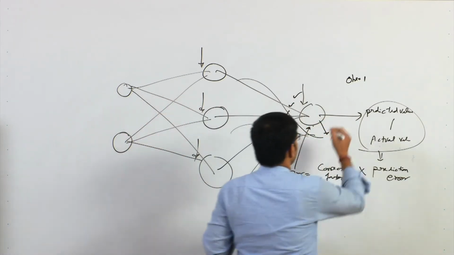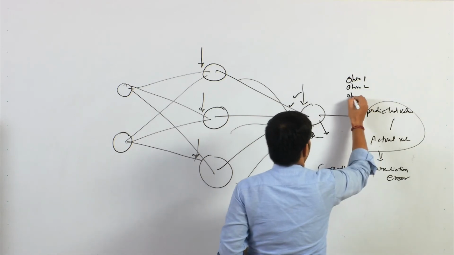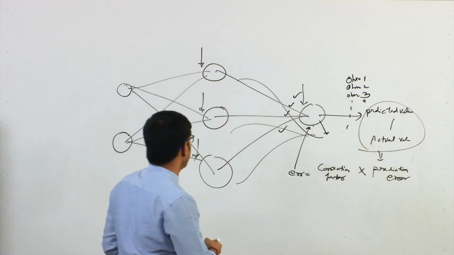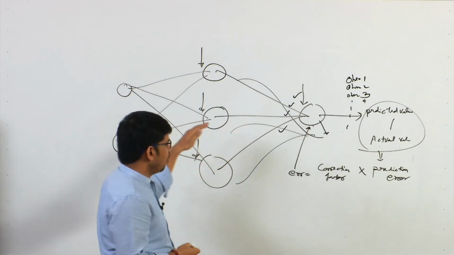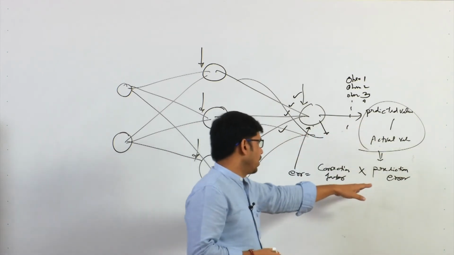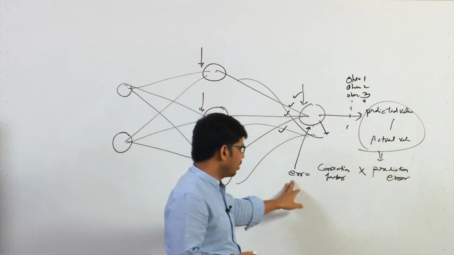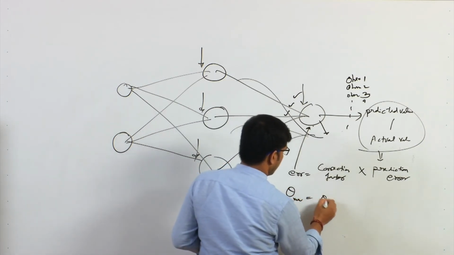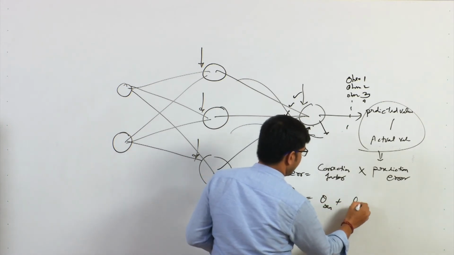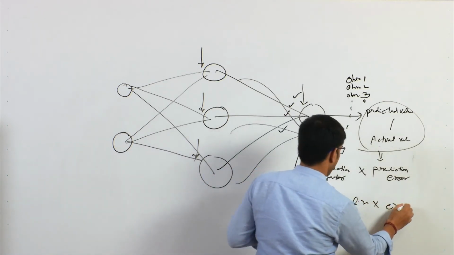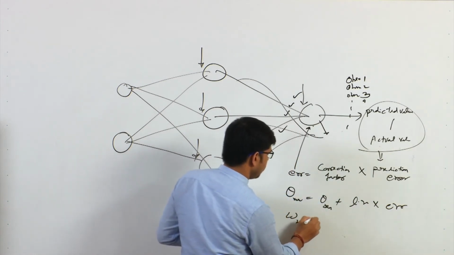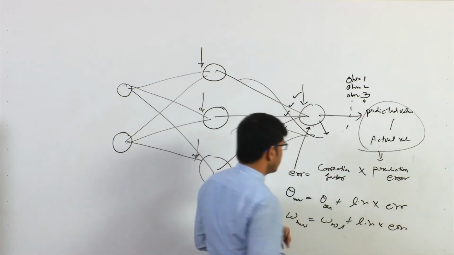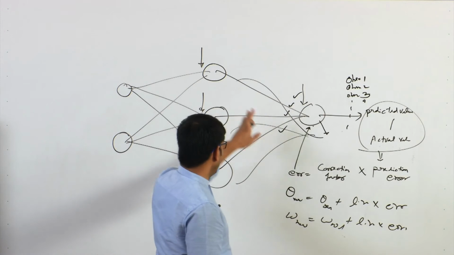And in this fashion, observations 2, 3, 4, we will keep running these observations through the network, and the network will keep on learning in this fashion. The prediction error and the correction factor will give us the error, and that would be updated as we talked about: theta new is theta old plus learning rate into this error value. Similarly, weight new is weight old plus learning rate into error value. So in this fashion the new values will be updated.